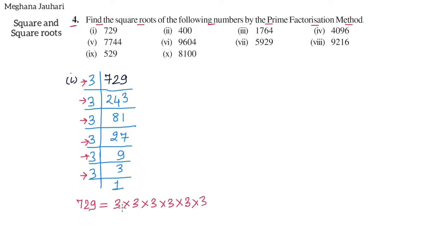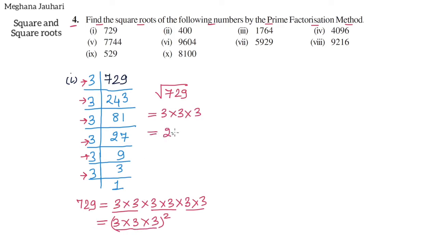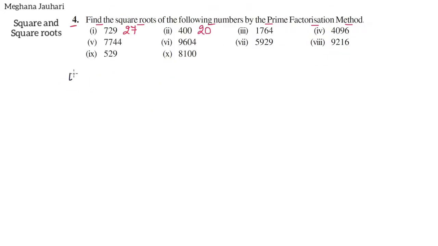last into 3. Since 3 is repeated 6 times, now we will split it into pairs. So we can see that 729 can be written as 3 into 3 into 3 whole square, right? So now if you find it, what we will get? Square root of 729 can be written as 3 times 3 into 3, right? So 3 into 3 into 3 is, yes, 27. So we can say that the square root of 729 is 27. How easy it was, right?